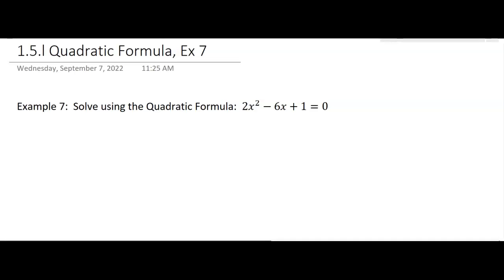Okay, so here's another example of using the quadratic formula. We check to make sure it's set to 0. If it's not set to 0, you've got to move stuff over to the left-hand side, but it is. A is 2, B is -6, and C is 1 this time. I always write the formula because then it helps you remember it.